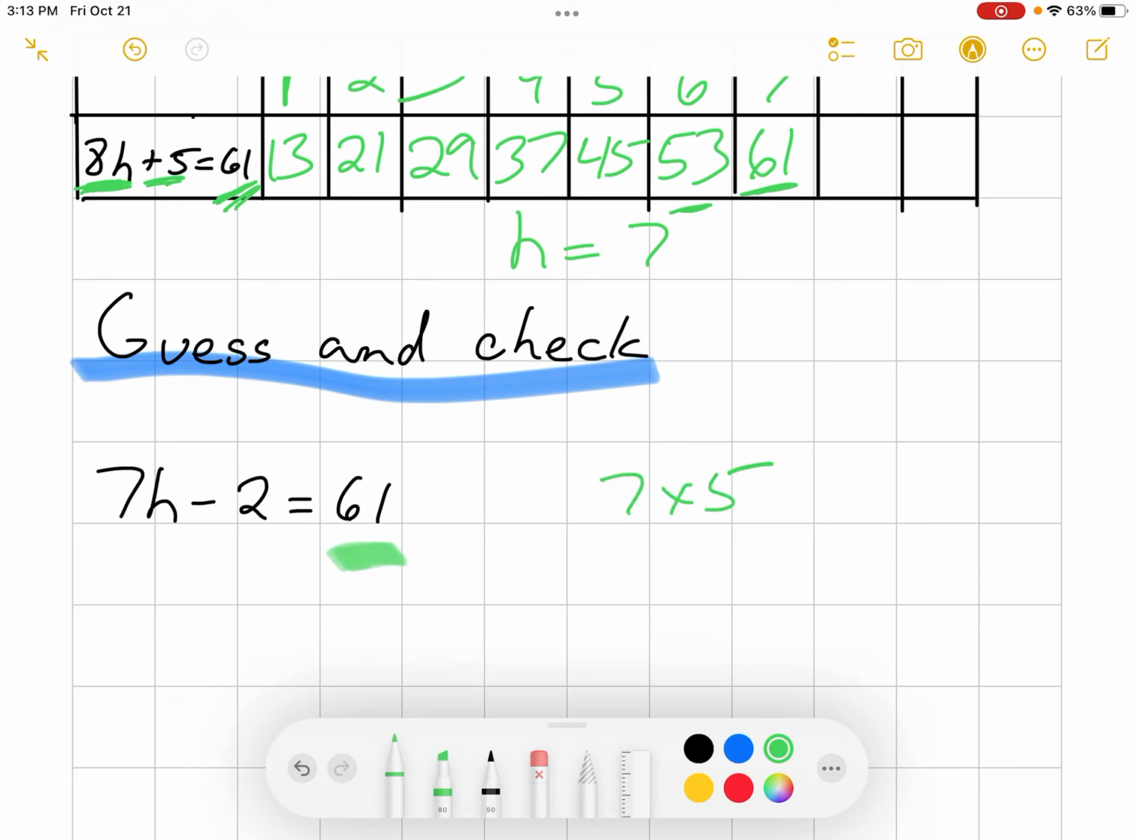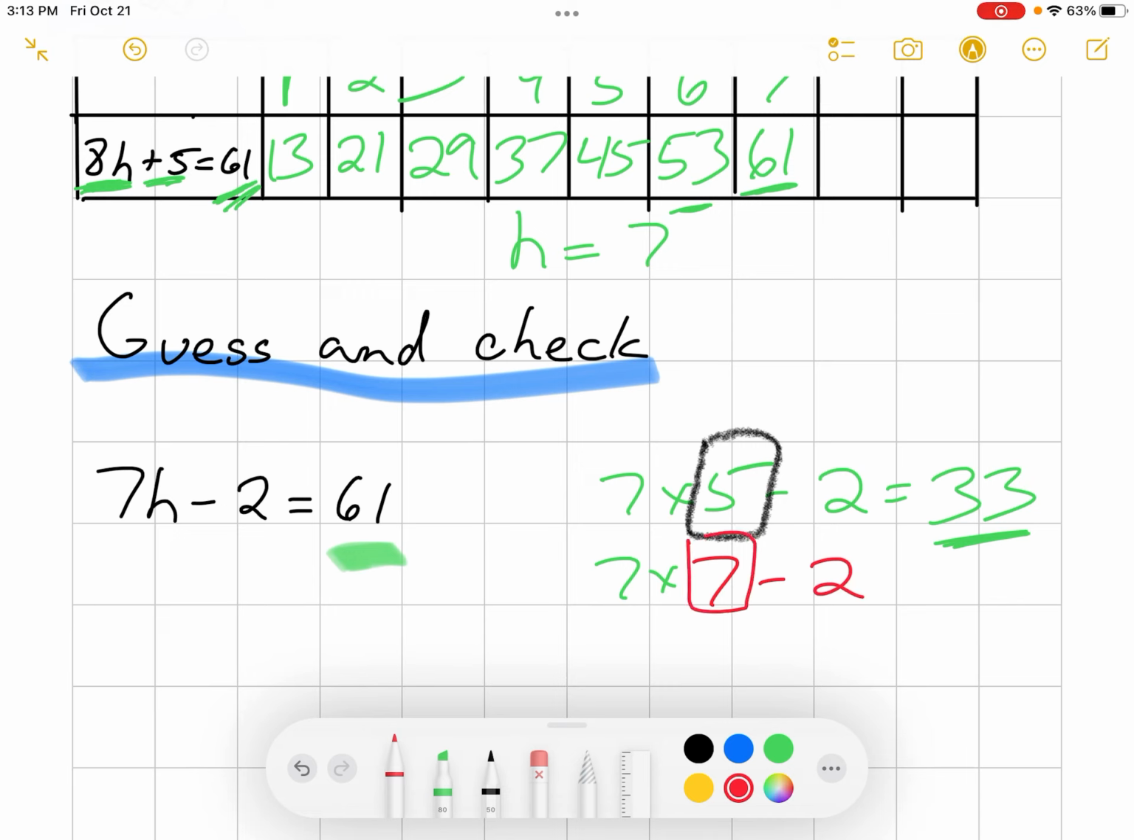So I go 7 times 5 is 35 minus 2, and that's going to be 33. This is way too low. So I'm going to change this number here. I'm going to bump it up a little bit. So I'm going to go 7 times 7 minus 2. And I'm changing this number and making it bigger because this was way too small. So I know 7 times 7 is 49. And then subtract 2, so that's 47. So still way, way, way too small.